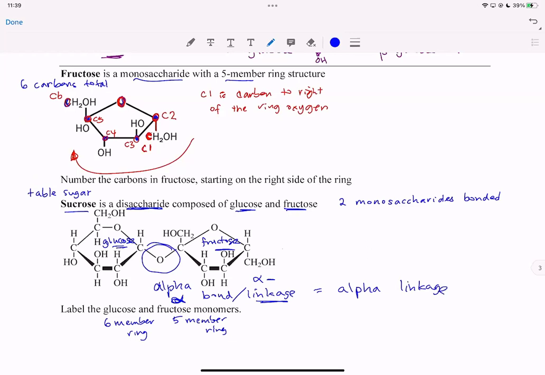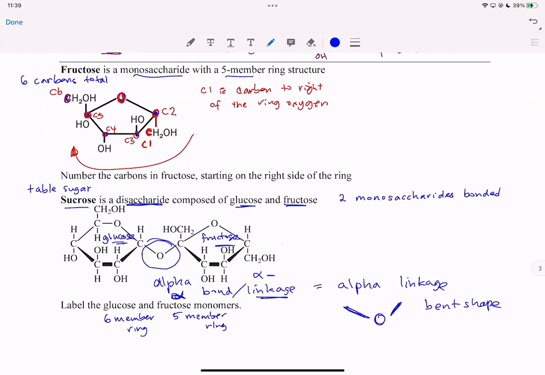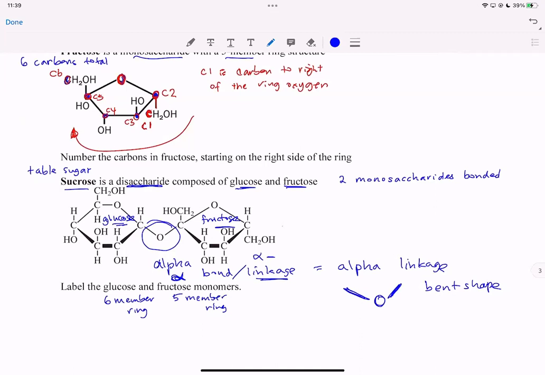And notice that alpha linkage has this shape. It has a V shape. This is a bent shape. That will become important when you put together more than one monosaccharide. When you start to put together lots and lots of monomers, when you get a polysaccharide, how they're bonded together will become very important, okay? And so this is the bent shape. There's a single bond between those two monomers, the glucose and the fructose, and it's the bent shape, the alpha linkage.